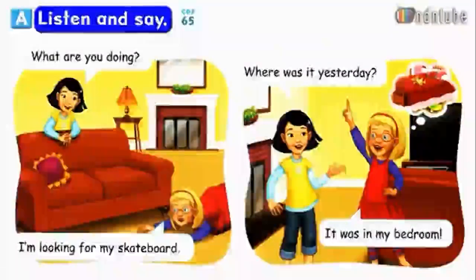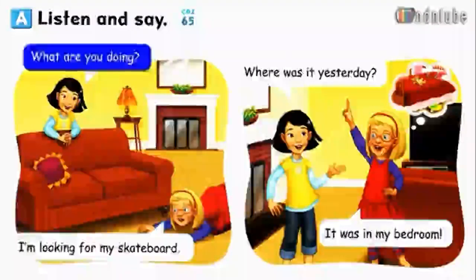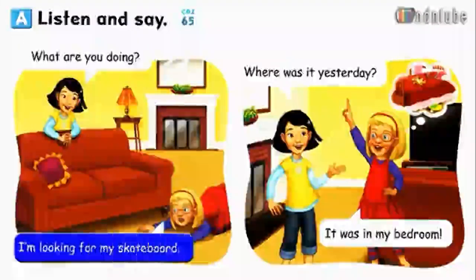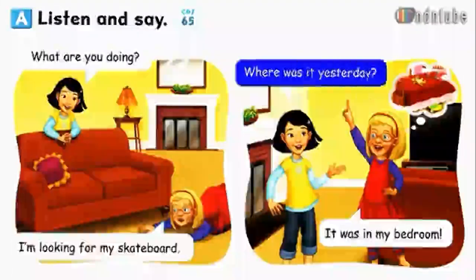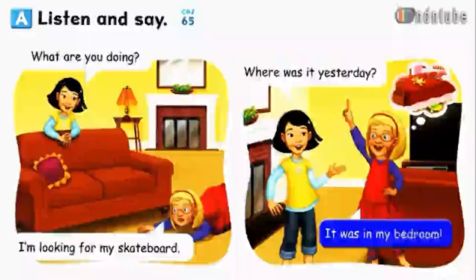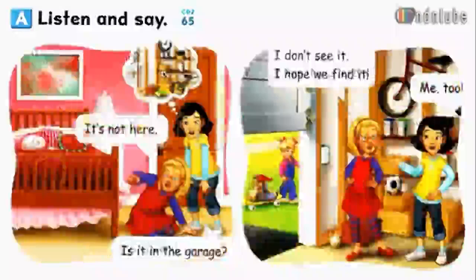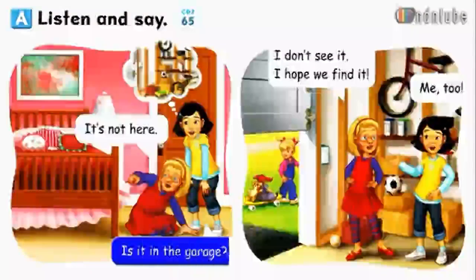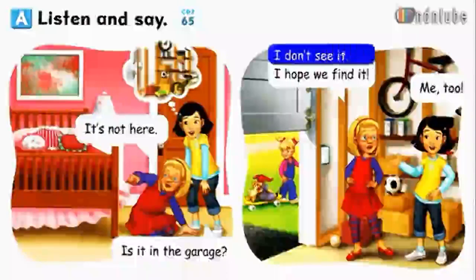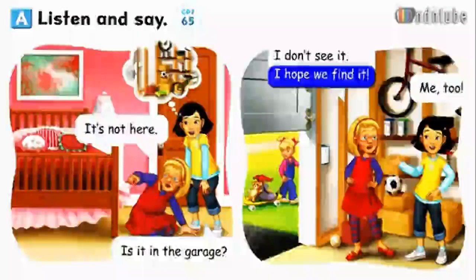What are you doing? I'm looking for my skateboard. Where was it yesterday? It was in my bedroom. It's not here. Is it in the garage? I don't see it. I hope we find it. Me too.